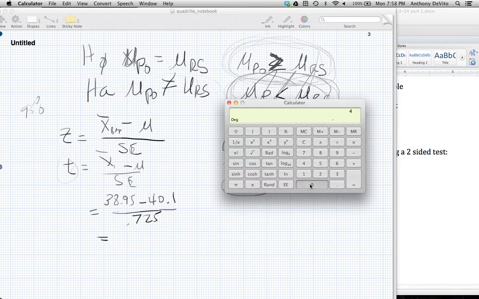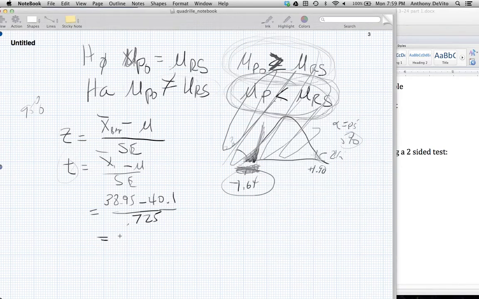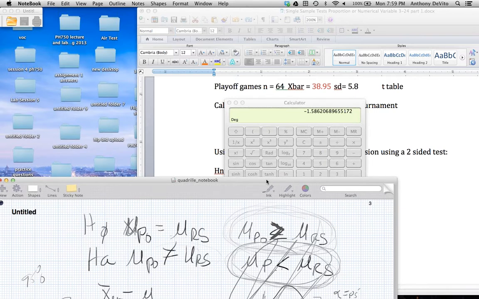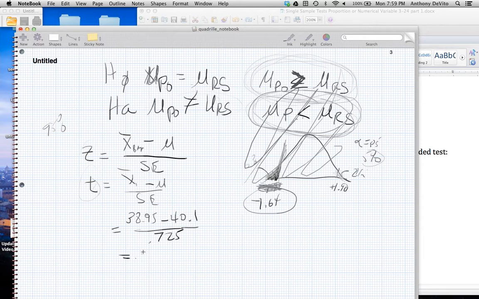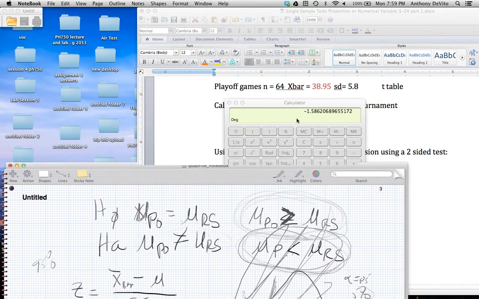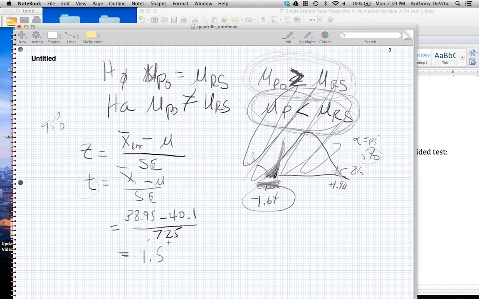Minus 40.1, divided by 0.725. Okay, so I get a Z score or a T score of negative 1.586. That's my Z.